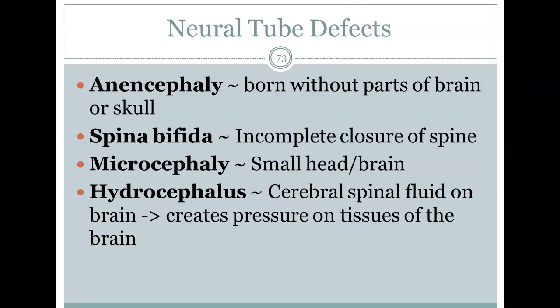Neural tube defects can be anencephaly, which is where you're born without parts of the brain or skull. Spina bifida, where there's an incomplete closure of the spine during development. Microcephaly, where the baby is born with a small head and small brain. And hydrocephalus, where cerebrospinal fluid on the brain creates pressure on the tissues of the brain.